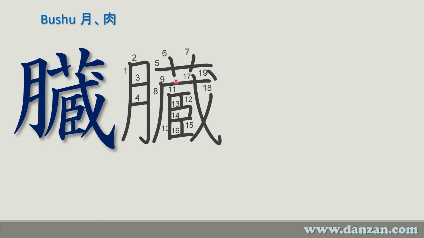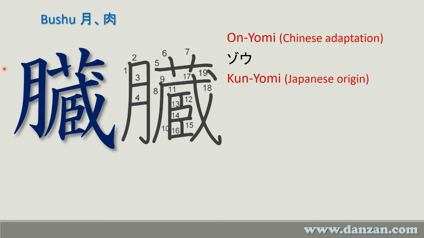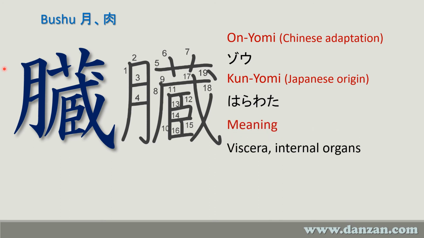And by the way, the 9, 17, 18, and 19 together mean a halberd, a blade on a pole. All right, the Chinese reading of this is zo. The Japanese reading is harawata. And the meaning of this is viscera or internal organs.